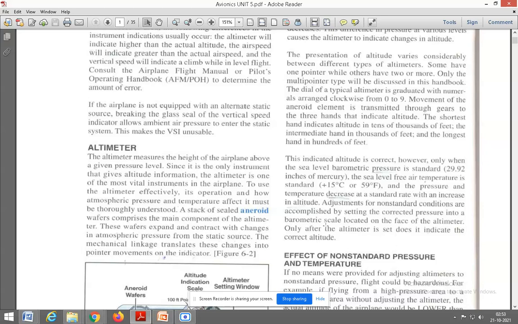So adjustment for non-standard conditions is accomplished by setting the corrected pressure into a barometric scale located on the face of the altimeter. So if you want to adjust for a non-standard value, this is the standard value. At sea level, the pressure and temperature value is given here. This is the standard one. If you want to alter the value, then you have to correct the barometric scale.